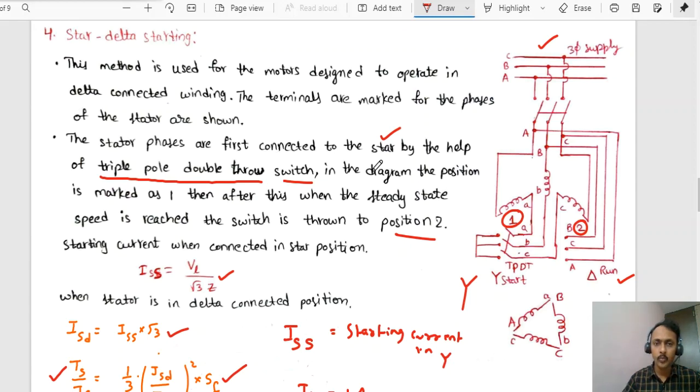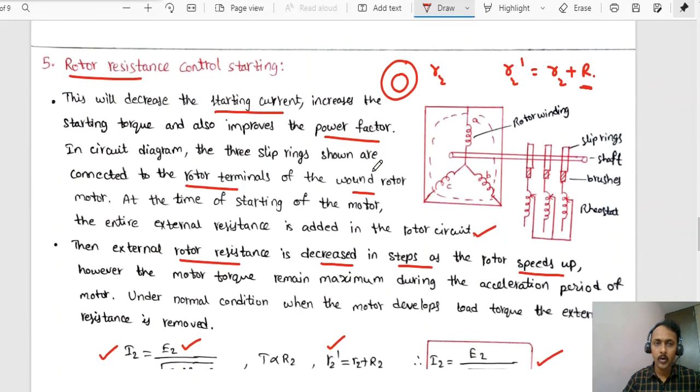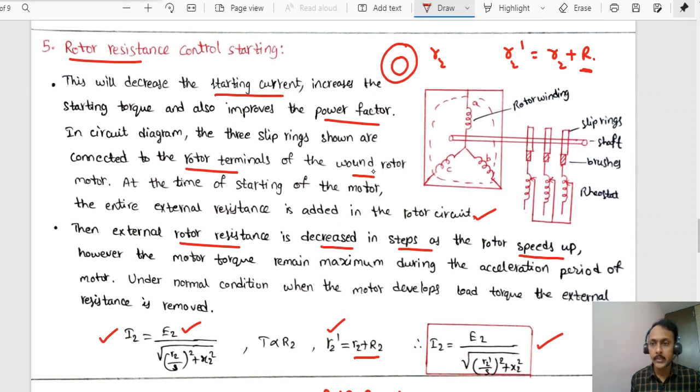And the rotor resistance method is by adding some external resistors to the rotor. Without adding resistors, the rotor resistance is R2. By adding some external resistors to the rotor, it becomes R2 dash, which is nothing but R2 plus R. By adding some extra resistor, the amount of current drawn will be reduced.